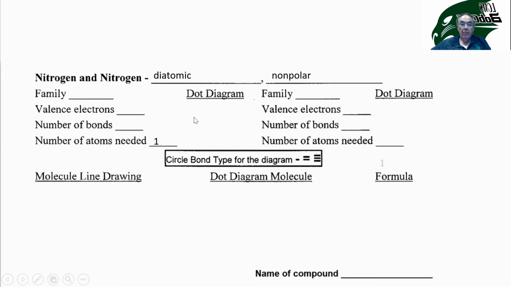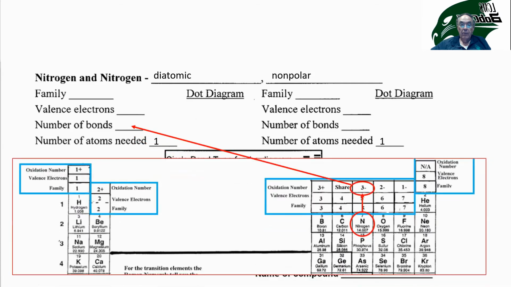We need to take a look at the periodic table. And we find out that nitrogen is over here in family 5. That means it has 5 valence electrons. And the number of bonds it needs to make is the same as its oxidation number. So it's going to need to make 3 bonds.